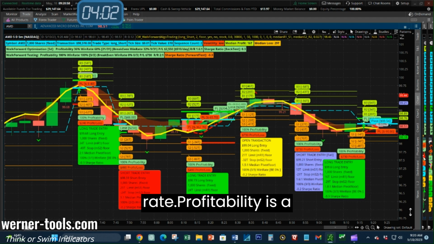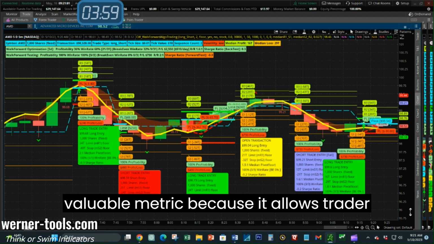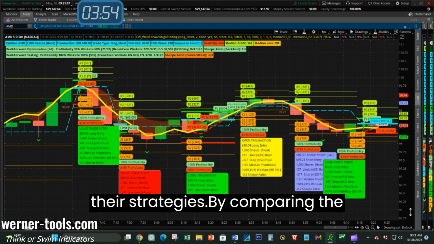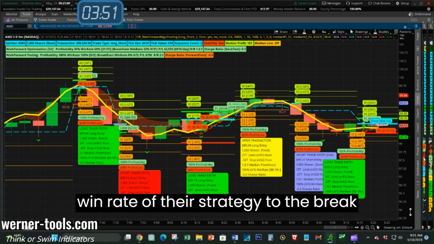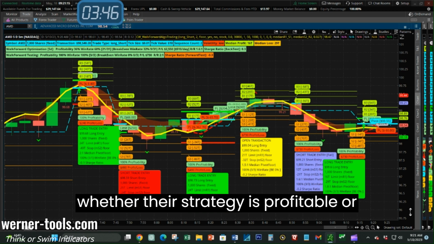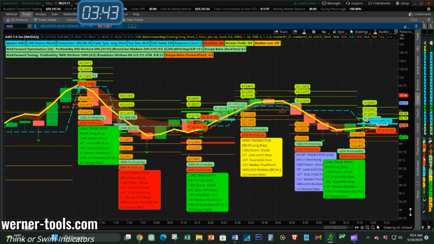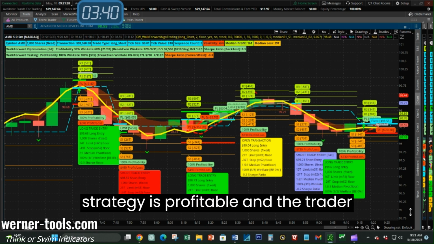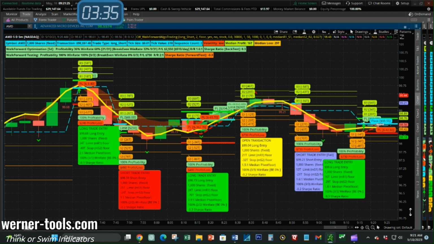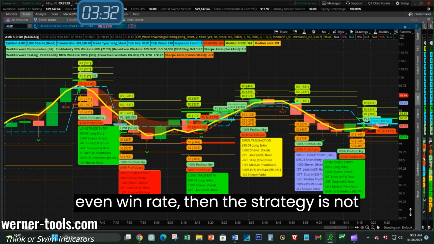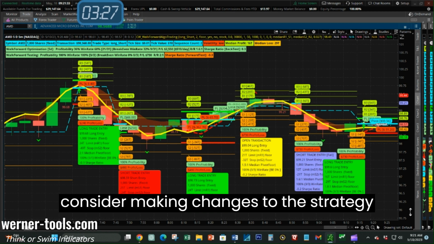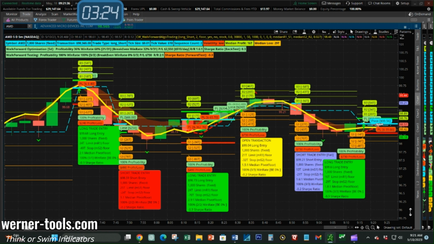and break-even win rate. Profitability is a valuable metric because it allows traders to assess the potential profitability of their strategies. By comparing the win rate of their strategy to the break-even win rate, traders can determine whether their strategy is profitable or not. If the win rate is higher than the break-even win rate, then the strategy is profitable, and the trader can expect to make money over time. If the win rate is lower than the break-even win rate, then the strategy is not profitable, and the trader should consider making changes to the strategy or abandoning it altogether.